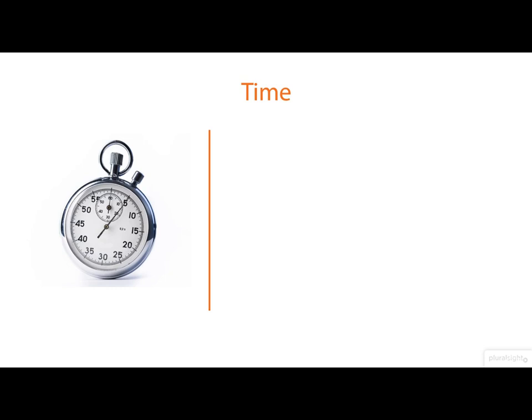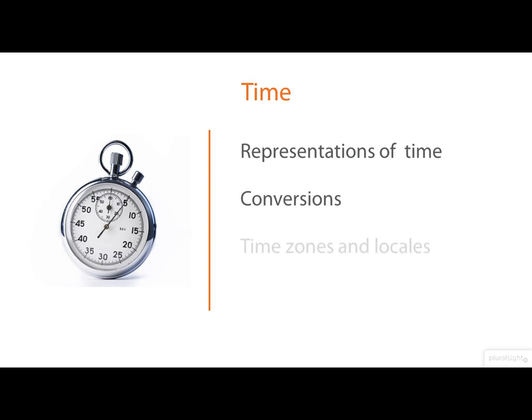The last part of this chapter is about time. We'll begin by looking at the different representations of time in Linux and the conversions that you can perform between them. That will get us into the business of time zones and locales. And finally, we'll look at the ways that you can measure process execution times.